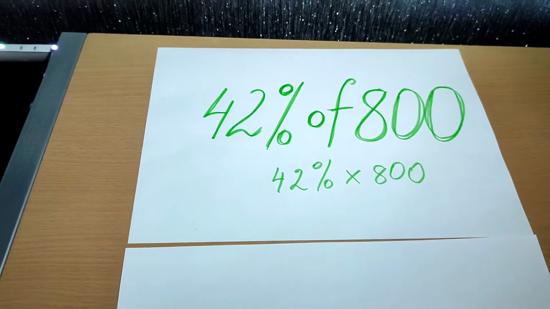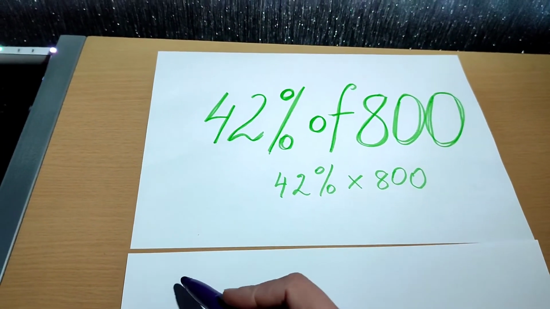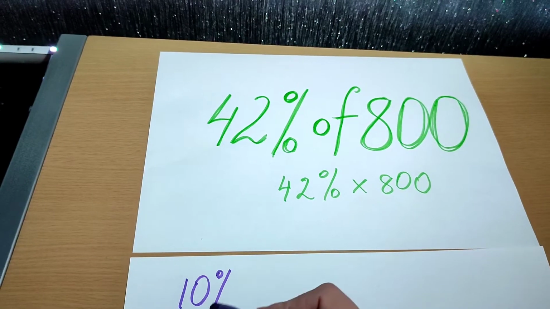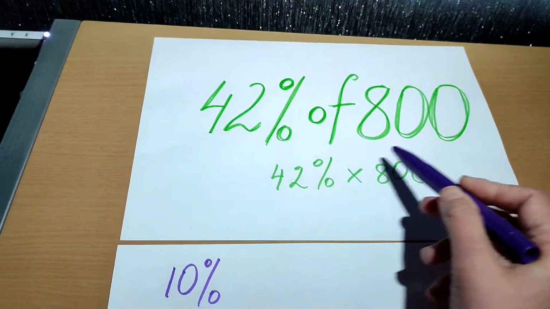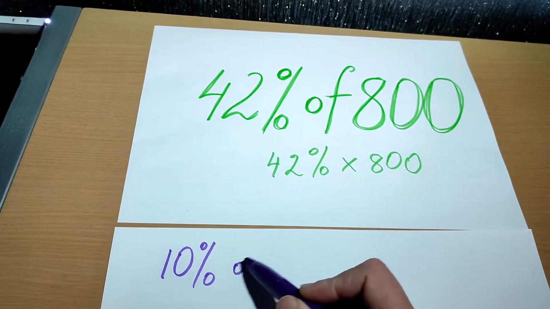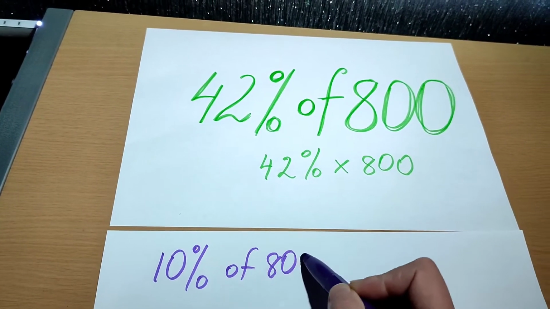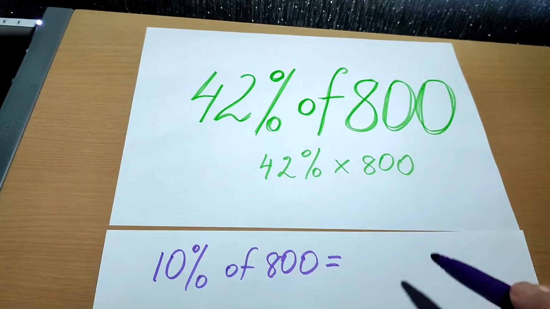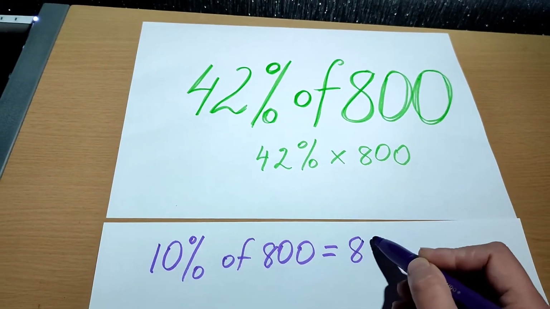First of all, let's find our 10% of a number. 10% of any number, we take the number and we divide it by 10. So 10% of 800 is going to be 800 divided by 10, which is 80.